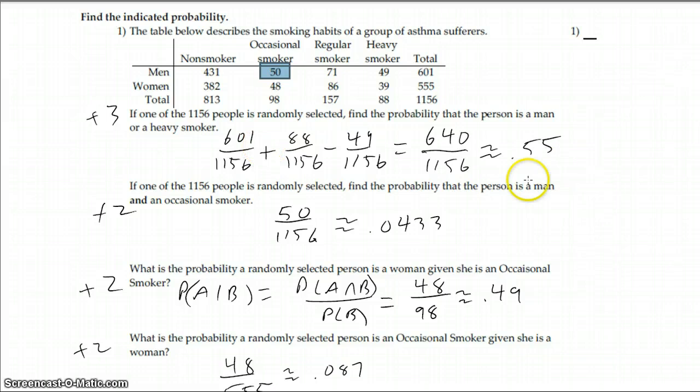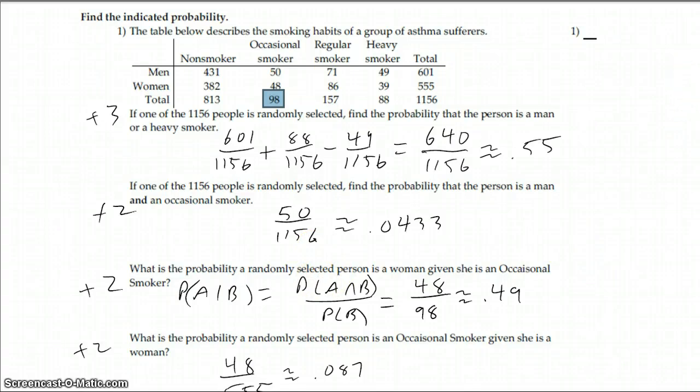On 3, what's the probability that a randomly selected person is a woman given she's an occasional smoker? So we want to find the ones that are both woman and occasional smoker, so that's 48. But the second thing is, given that there's occasional smokers, so we're only going to look in this column of occasional smokers, so it's 48 out of 98 right there, so about 49% chance.